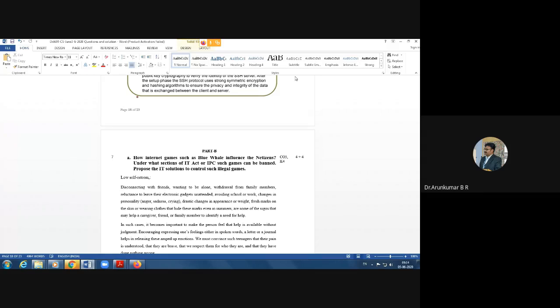Today, we have a question: how internet games such as Blue Whale influenced the netizens, under what sections of the IT Act or IPC such games can be banned, and propose the IT solution to control such illegal games. In fact, I had given this as an assignment and I had given you some websites to see what the different types of IT solutions provided to reduce internet addiction are.